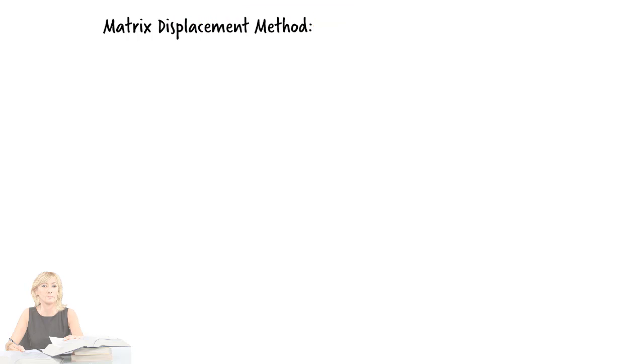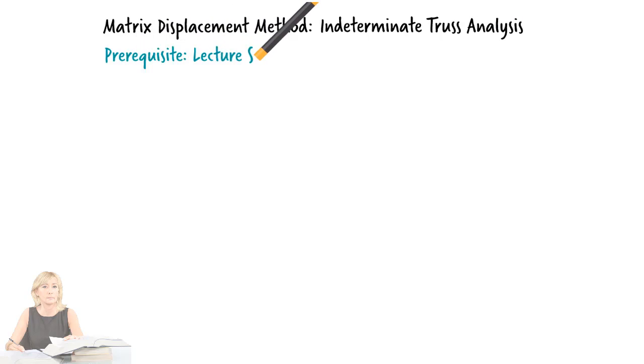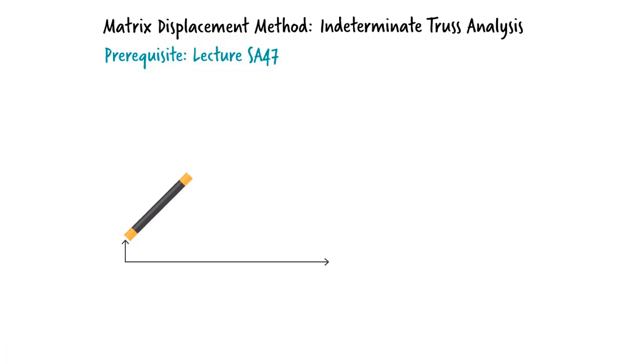In this lecture, we are going to see how the matrix displacement method can be used to analyze indeterminate trusses. We start by writing the relationship between member-end forces and displacements in matrix form. Consider a truss member with a length L.